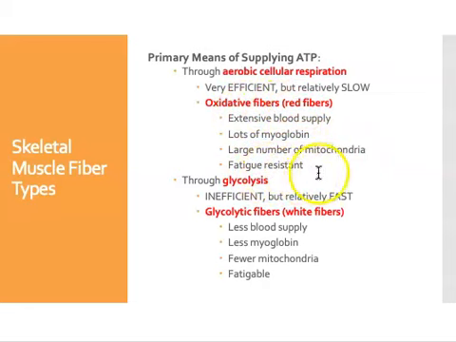But there are other types of muscle fibers. There are what we call white fibers, and we also call those glycolytic fibers, that are getting their ATP a little bit differently for contraction, more inefficiently, but faster. And it's occurring through glycolysis.